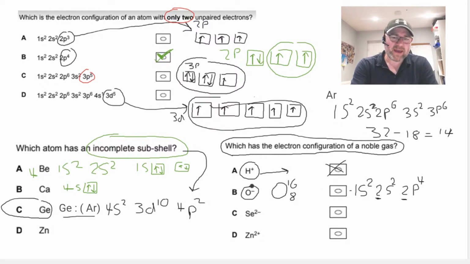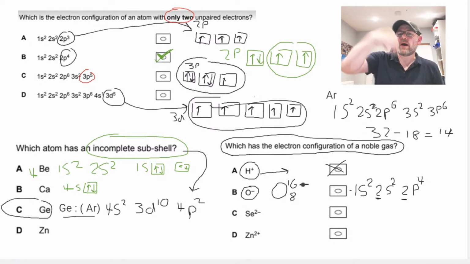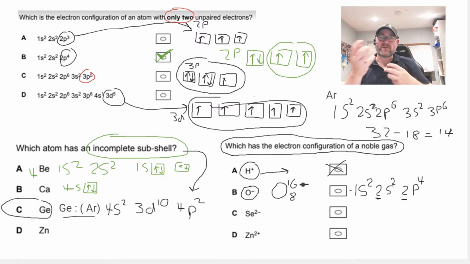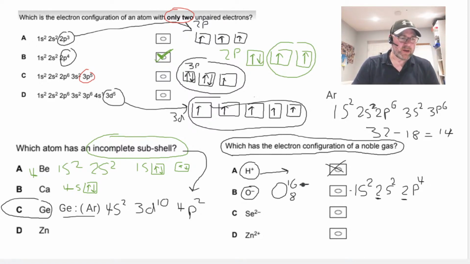But we have to take account, this is a minus ion. What has a negative ion done? What's happened? If you're a negative ion, what have you gained? What have you got hold of? You've gained an electron.